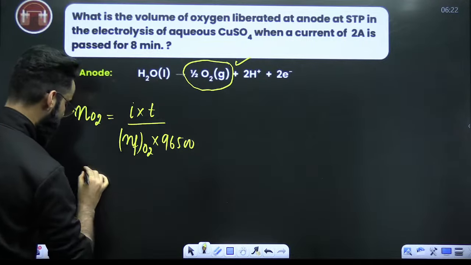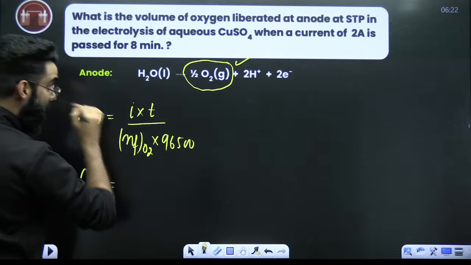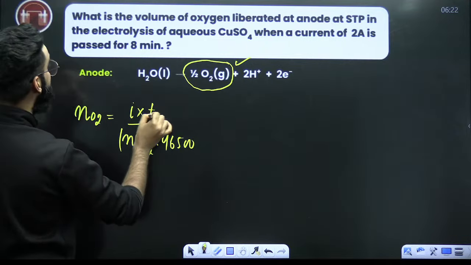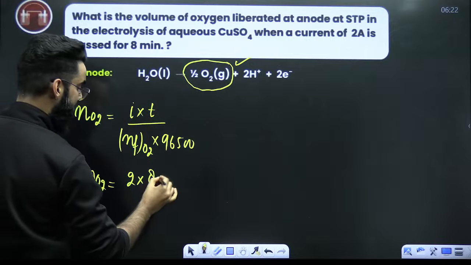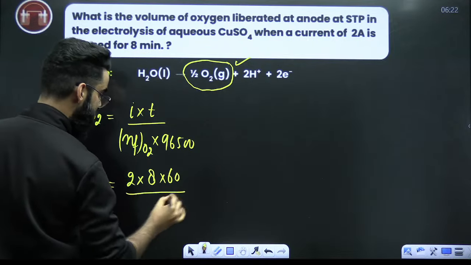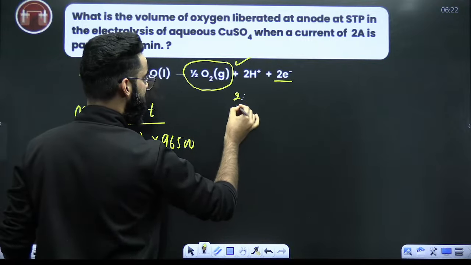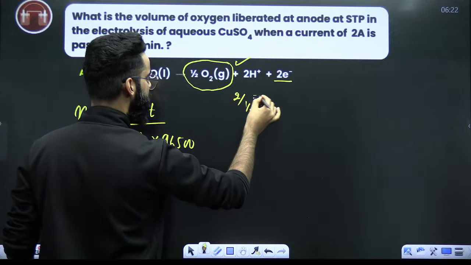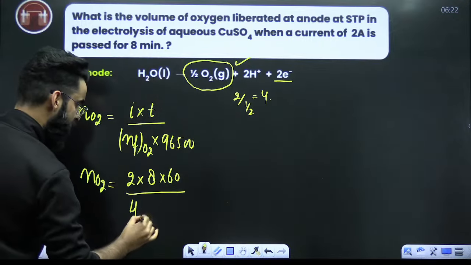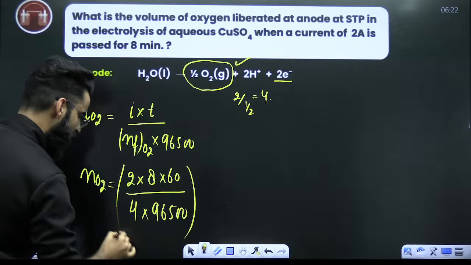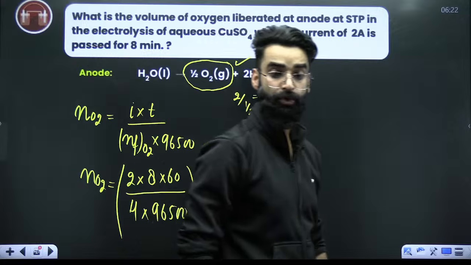Now tell me, the number of moles of O2 liberated is equal to current, 2 amperes, passed for 8 minutes. So 8 multiplied by 60, then only it comes in seconds. The n factor of O2 is the moles of electrons exchanged divided by the stoichiometric coefficient, 2 divided by 1/2, the value is 4. So the n factor of O2 is 4, multiplied by 96500. From this equation we get the moles of O2 produced.